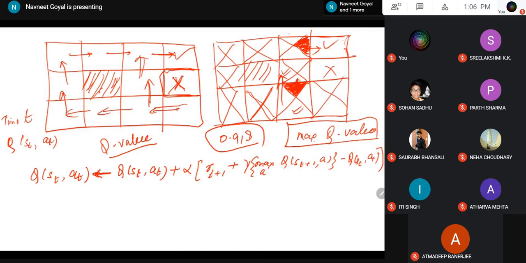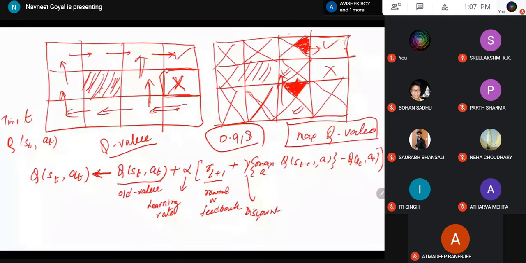So this is the value that I update. This is the old Q value, and I also told you in the last class that this is an implicit formula, right? Okay, and then this alpha is called the learning rate. So I'll talk about this, and then this is the reward or the feedback. Okay, then this gamma is the discount factor, right?